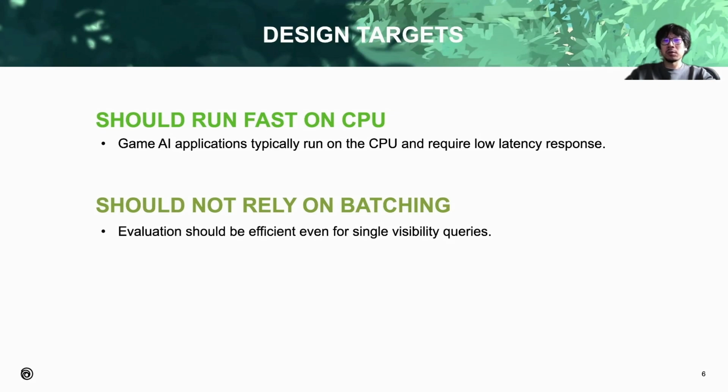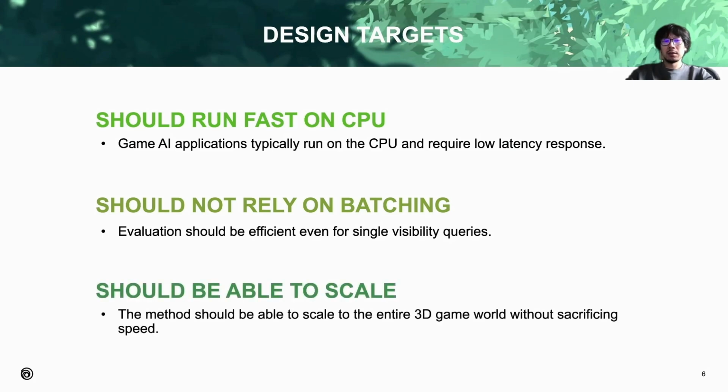Second, the method should not rely on batching. This is because in many cases, the NPC only requests a small number of visibility results rather than a large throughput of tests. If our method runs fast even for single visibility tests, then it can be applied to more use cases. Lastly, the method should be able to scale to the game world without sacrificing the inference speed. From all those targets, you see that we put the inference speed as the highest priority.